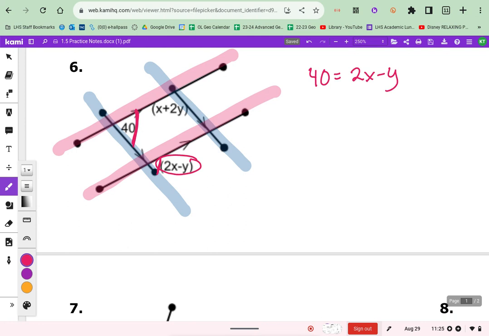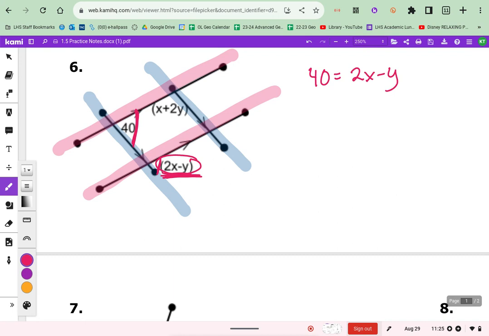Are they not same side interior? Good question. Okay, so this 2x minus y is exterior because it's below that red line. So we can't solve this equation because there are two variables. But don't panic. We'll write another equation and then we can solve a system.